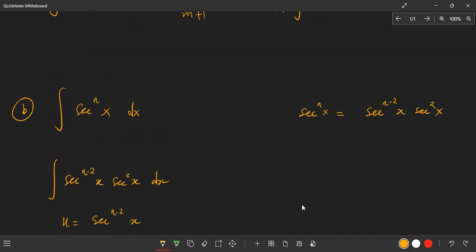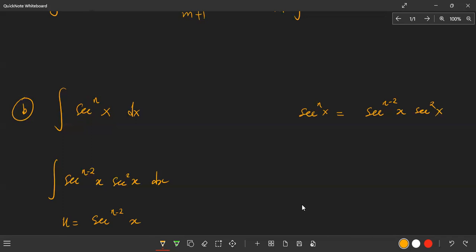Look, the first thing that came into my mind: which function from sec can I take that would be easy for me to integrate? I already know that the integral of sec squared is just tan x, right? So I have to take sec squared out of sec^n x, because I know it's easy for me to integrate sec squared. So this is what I did.